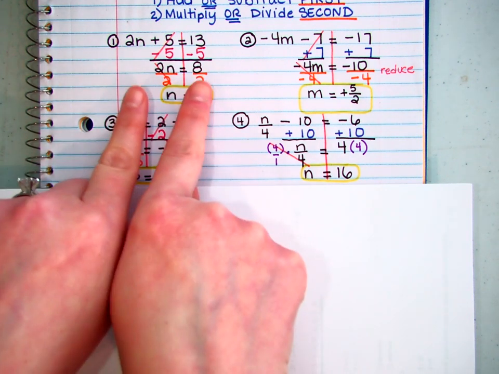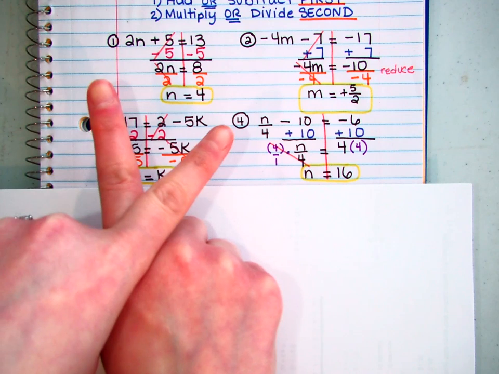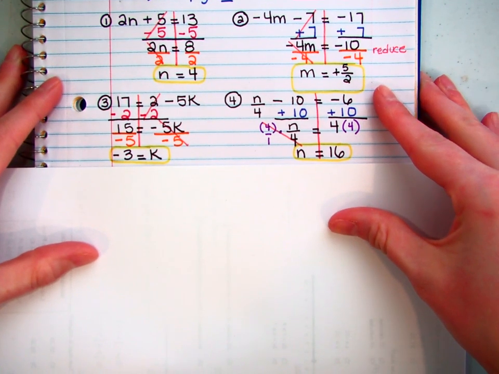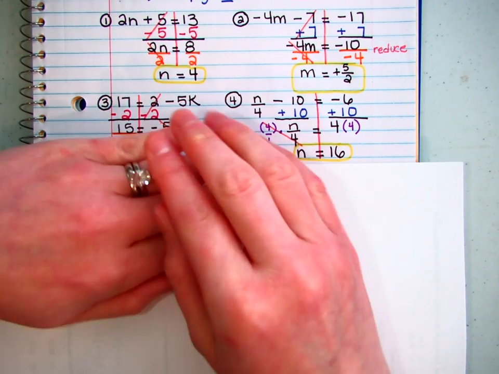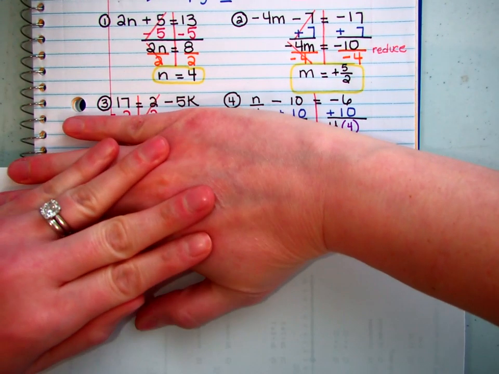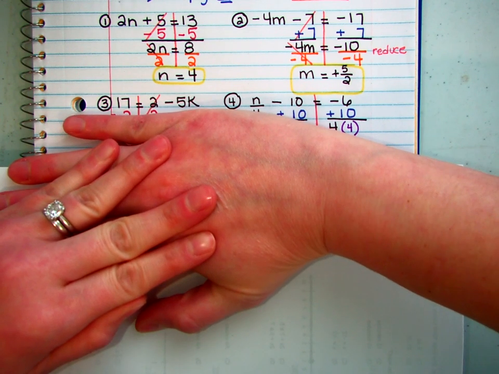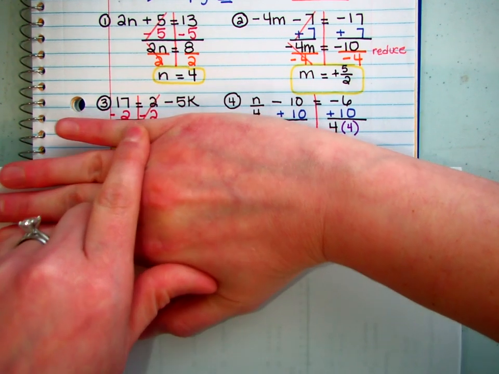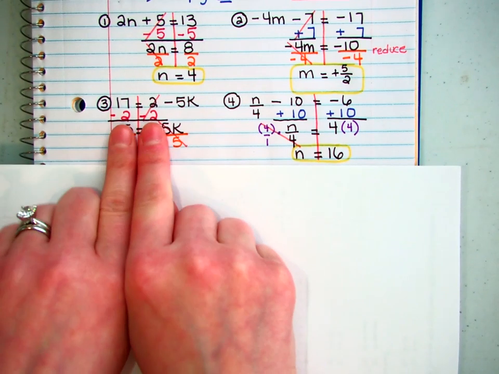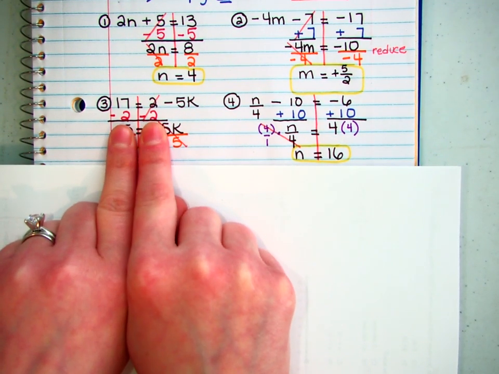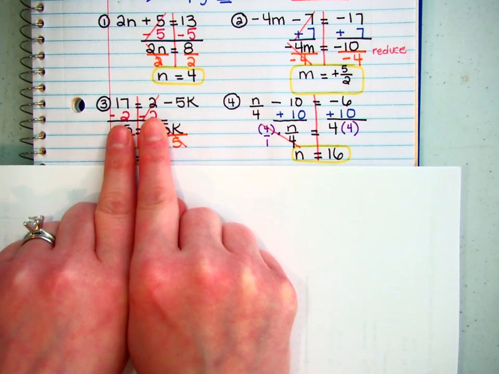I took these, but I flipped it so it looks backwards for you. So that's all I did here, okay? So you've got 17. I'm going to try to cover it up so you can see it. 17 equals 2 minus 5k. Okay? So that 2 has to go first. So I eliminate him by subtracting him. He's a positive 2, so I have to subtract him to get rid of him. And I subtract him from both sides.